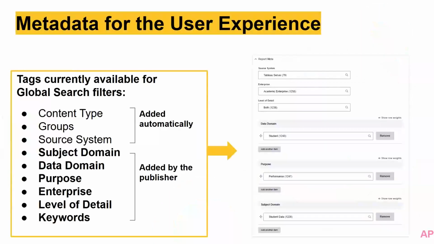So let's get into how you can impact. From an analytics portal perspective, as I mentioned, metadata for user experience. As a report owner, you do have the ability to add those tags to your assets. As I mentioned earlier, there are a few that are automatically added by our synchronization system, so content type groups in the source system, but where you as the publisher come in are the subject domain, data domain, purpose, enterprise level of detail, and keywords, which are all report specific.